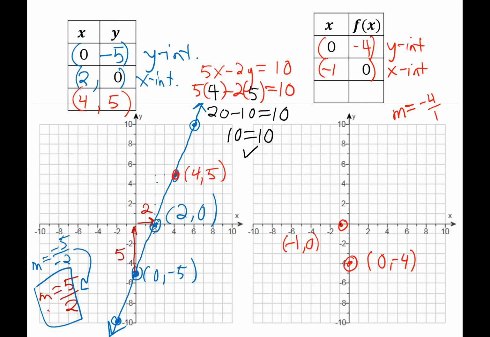Okay, so down 4 over 1. Let's use that slope to keep going. We're going to go down 4 over 1, like that. And now to reverse the process, I'm going to go backwards. I will go up 4. I'm just going to go to the left one instead.